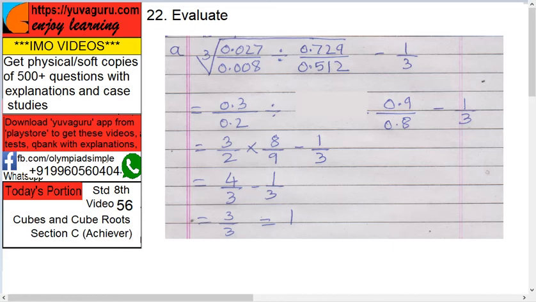See, achiever, toughest one. Let's start. Evaluate. There are two parts to it. This is the first problem. Evaluate, what have we to do?